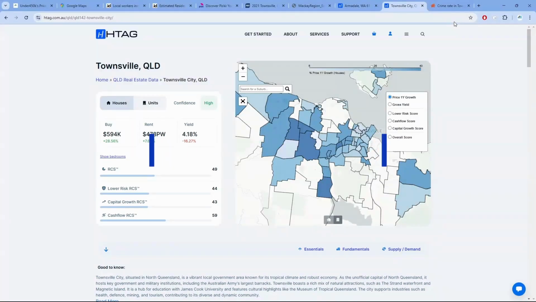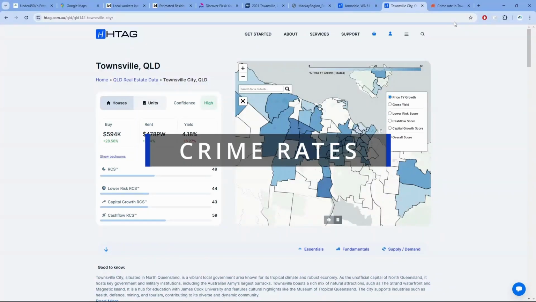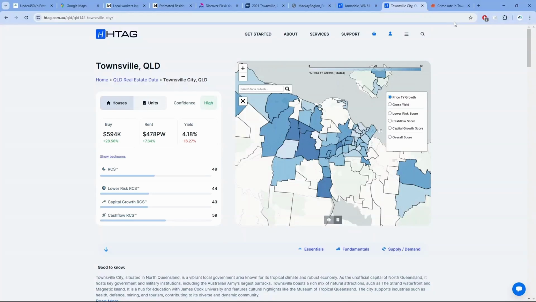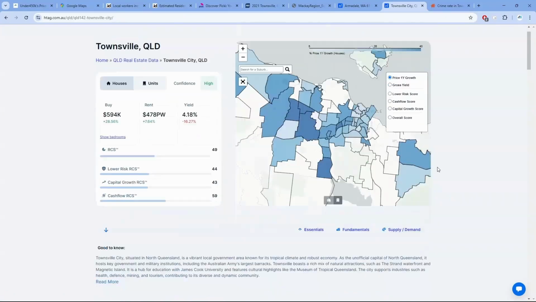And I've got one more thing for you, and that's about crime rates. This is the bonus bit. And I want to say that this is a metric that you don't need to consider, or that you should put very little importance on when you're considering capital growth. And the reason I say that is because places that are known to have very high crime rates or lower socioeconomic areas have significantly grown in capital over the past 3 to 5 years. And the place I'm talking about is Townsville, for example.